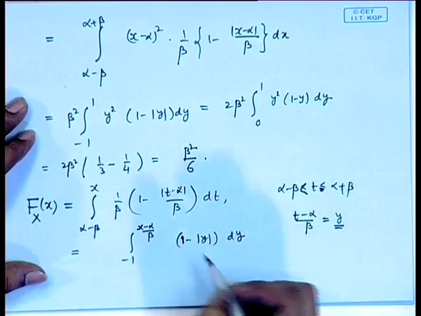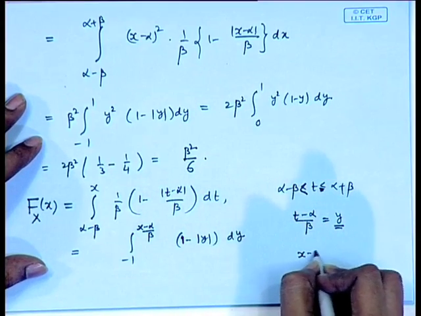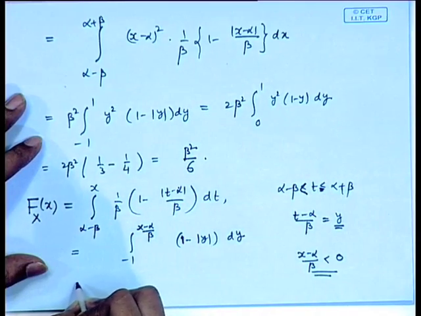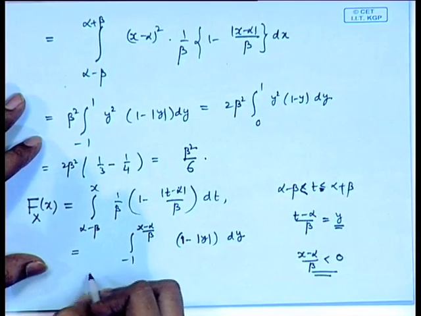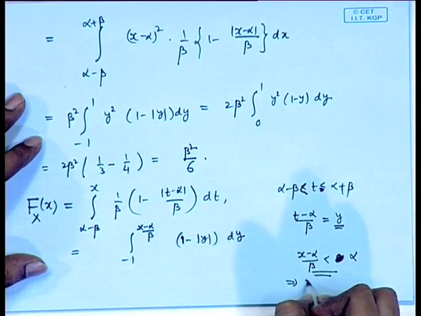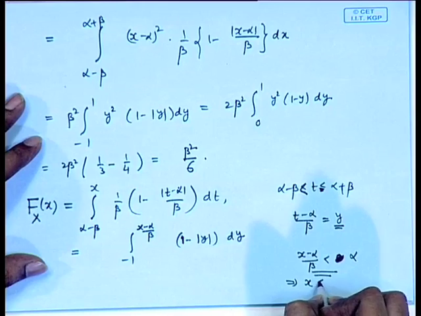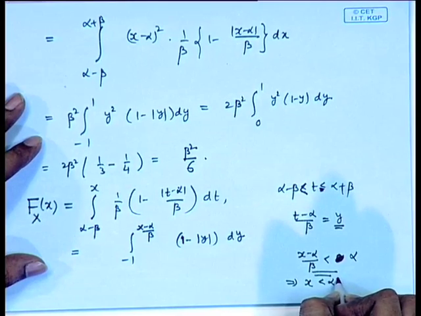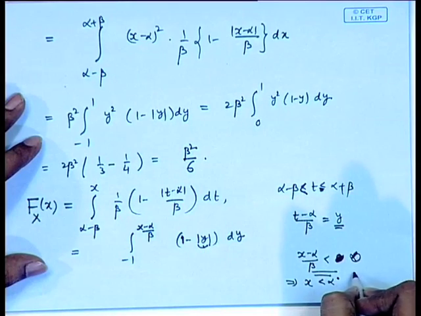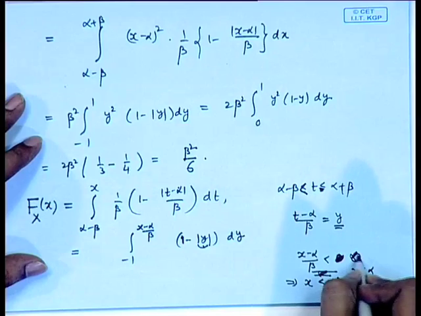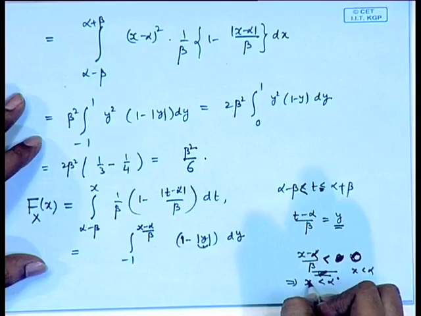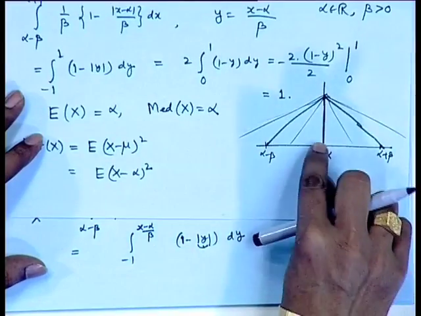Now, here there are two cases. If (x minus alpha) by beta is less than 0, that means x is less than alpha. So, since we are looking at this one, less than 0 means x is less than alpha. So, we should consider (x minus alpha) by beta less than 0, which is basically x less than alpha, that means it is before the point of symmetry.